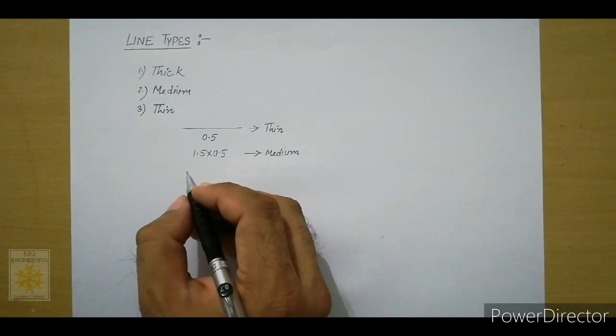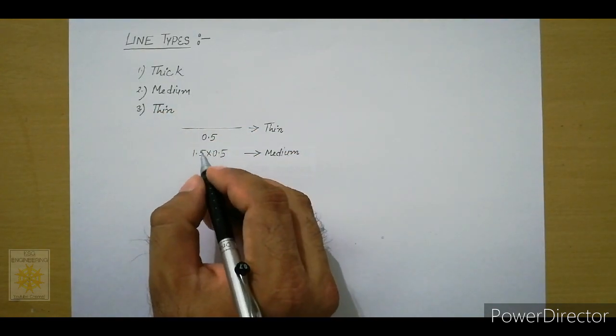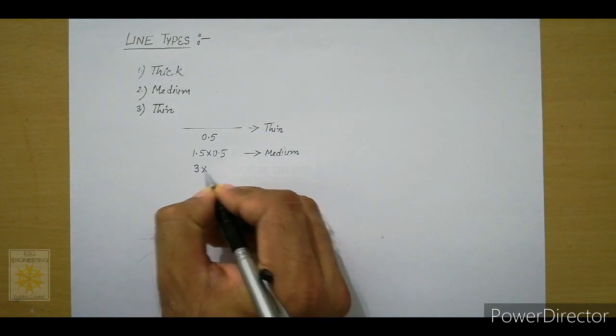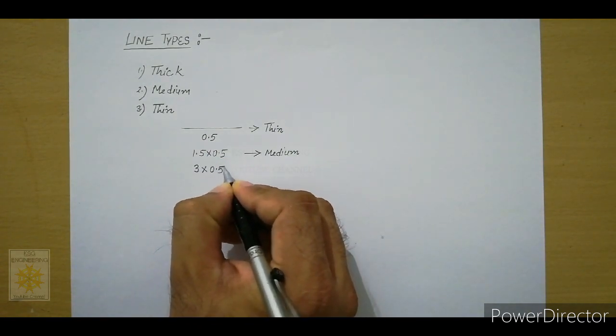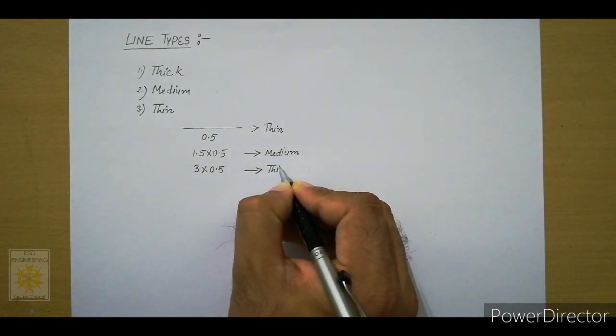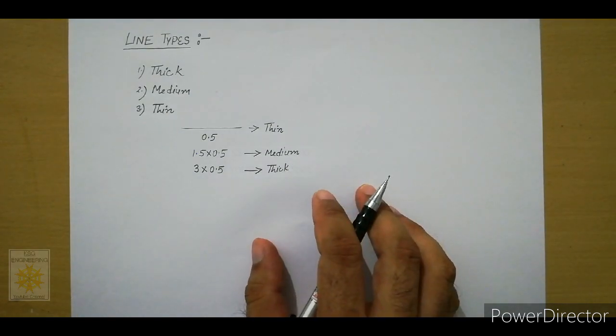Then we learned that if we have to draw thick lines, then we will increase the thickness of thin line by 3 times, then that will become the thickness of thick lines. This we have learned in the lecture.